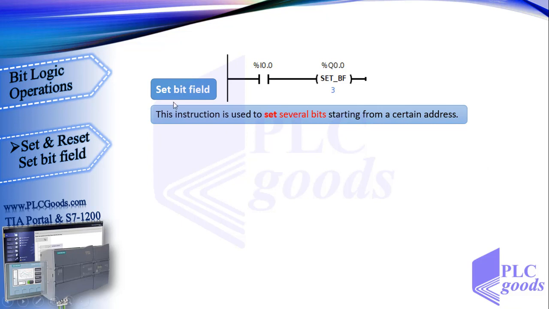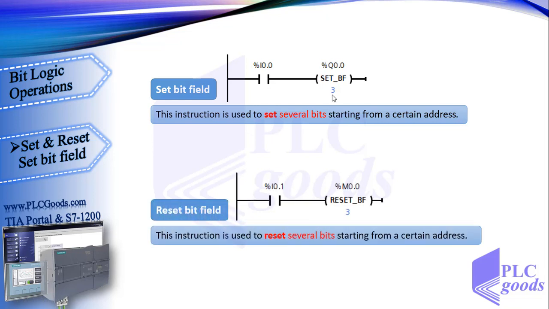The next instruction is set bit field. This is like the set instruction, but is used to set several bits starting from a certain address. For this program, when the I0.0 address is activated, from this address, 3 bits are set to 1. So Q0.0, Q0.1 and Q0.2 addresses will change to on.